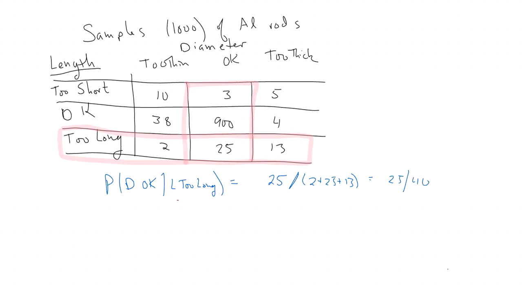But let's think about it this way. We have in the numerator the probability that it is too long, and because it's really the intersection, right? And diameter is okay. So we're intersecting the two sample spaces. Diameter is okay, and bolt is too long. So that's the intersection right here. All right, and then in the denominator, we have probability that it's too long.